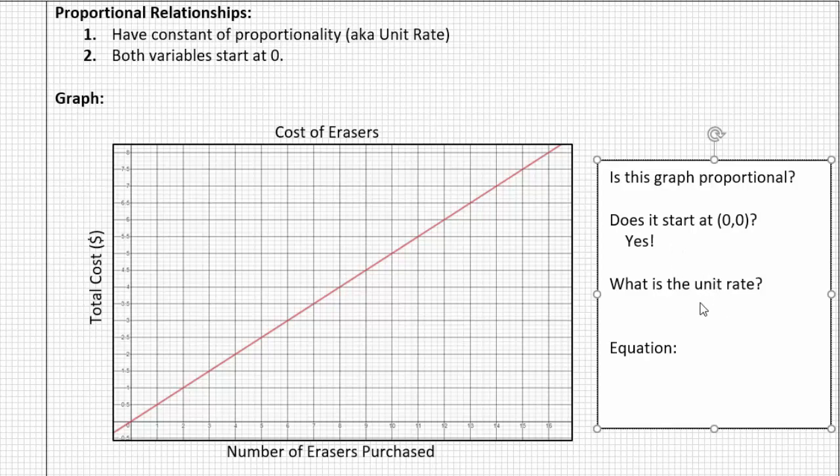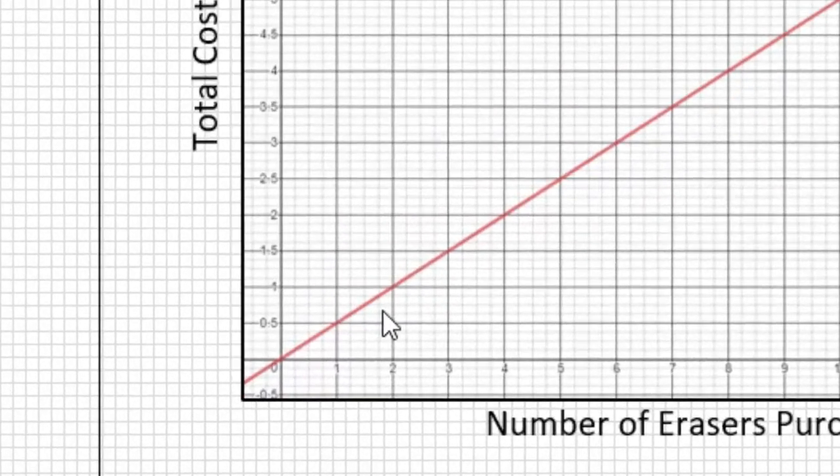Does it also have a unit rate? Can we figure out what that is from the graph? Well, if we take a look here, it looks like the cost goes up to 0.5, so that must be 50 cents, and over 1, meaning 1 eraser purchased. So it goes up 50 cents for 1 eraser. Does that keep happening throughout the rest of the graph?